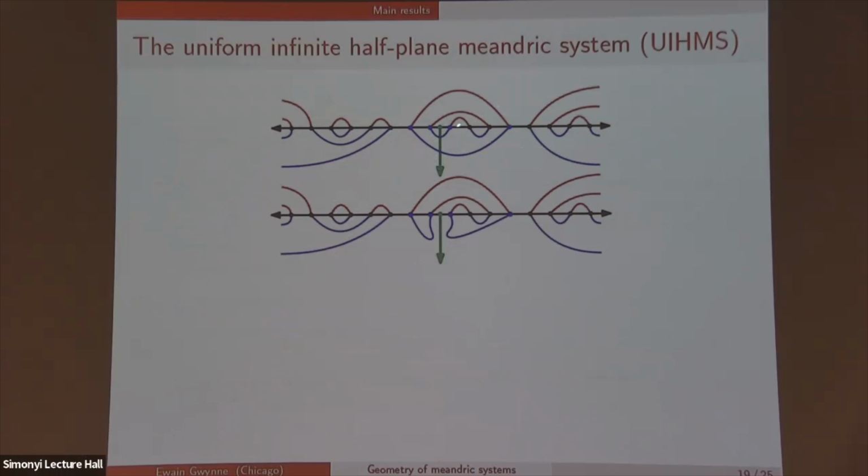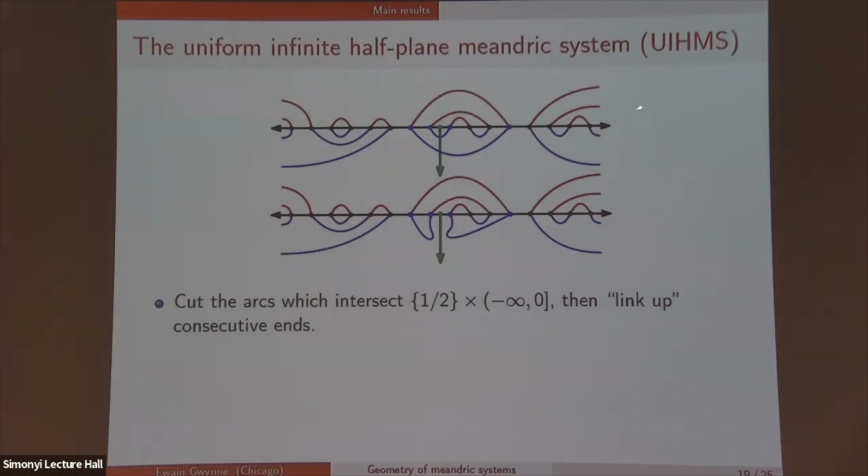One way to define it is we start with this uniform infinite meandric system from the previous two slides. We look at the infinite downward pointing ray started from the point (1/2, 0). And we cut all of the loops. We imagine we take a pair of scissors and cut along this infinite ray. So all of the blue arcs which cross this ray get cut into two pieces. And then after we've cut them, we match them back up in numerical order.